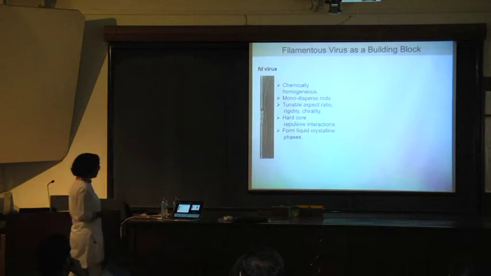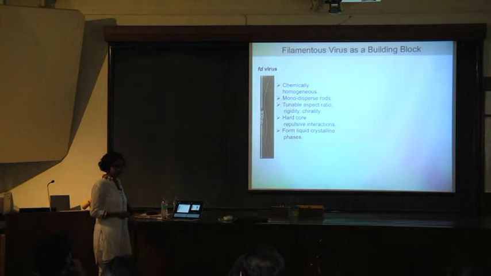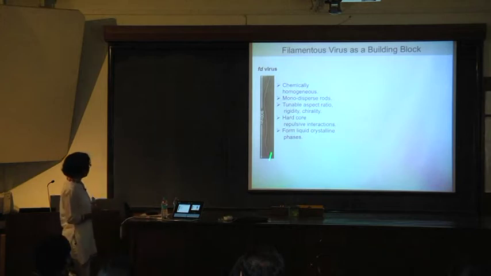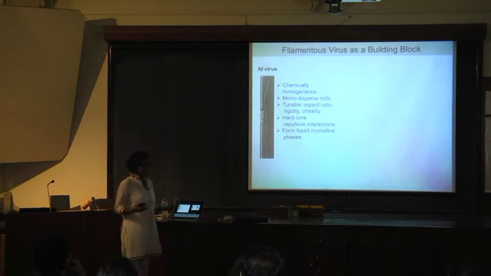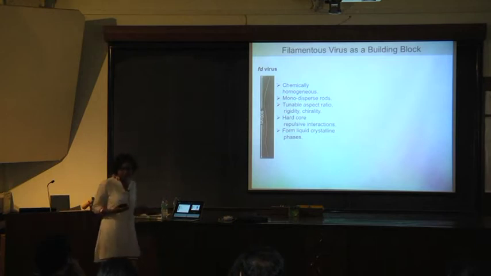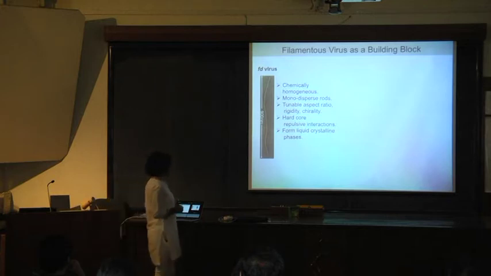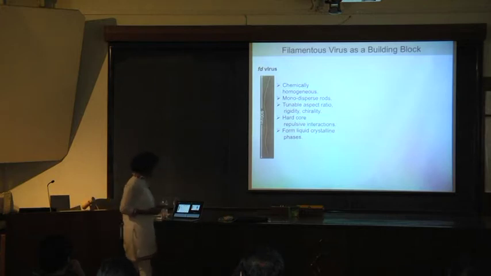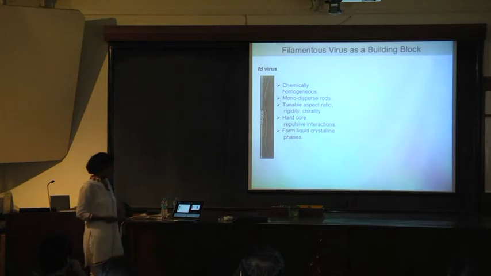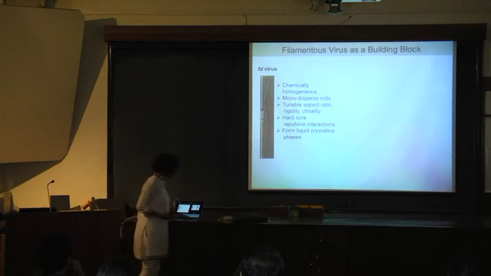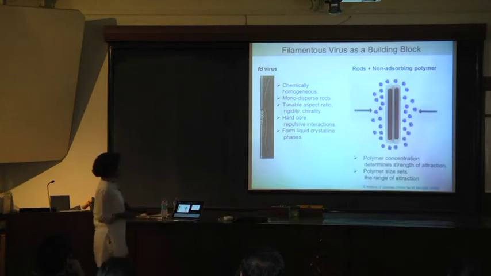And in the bulk they form liquid crystalline phases. So if I have just a dilute solution of these rods, they interact through screened Coulomb interactions, and there is no possibility of any structure formation. So to make a condensed structure, we introduce effective attractive interactions using depletion attraction.